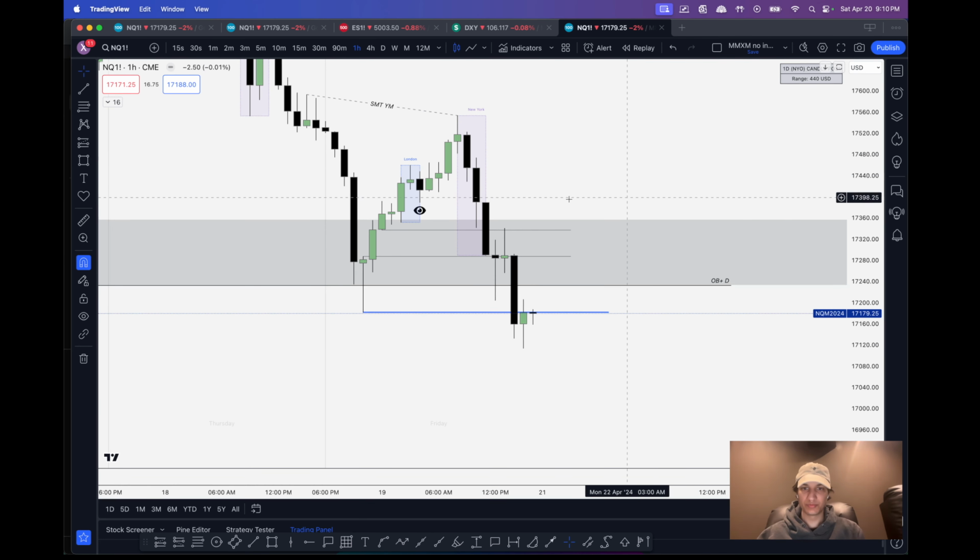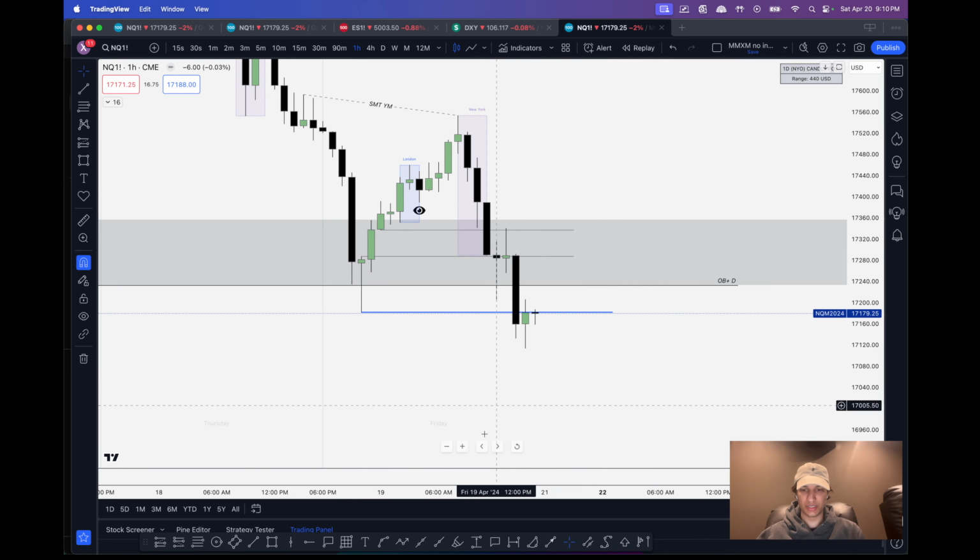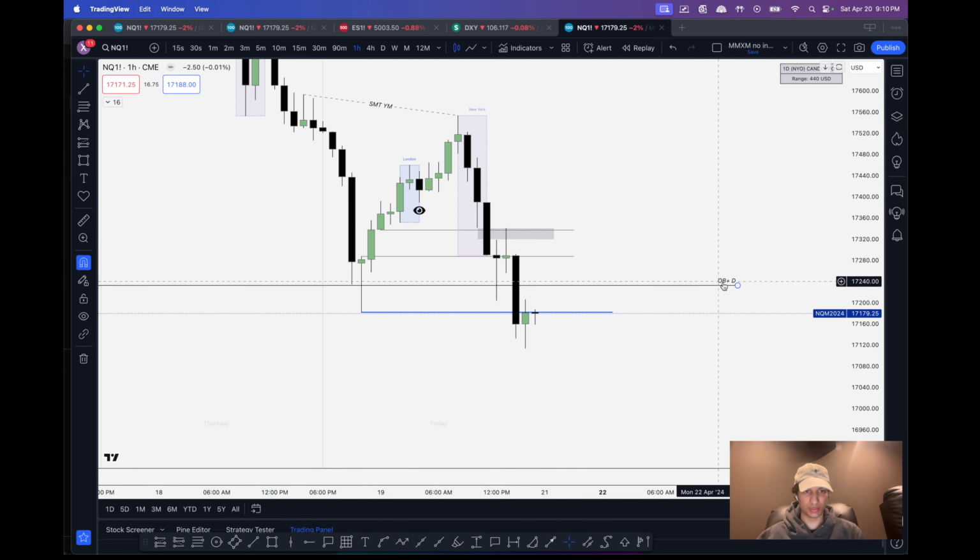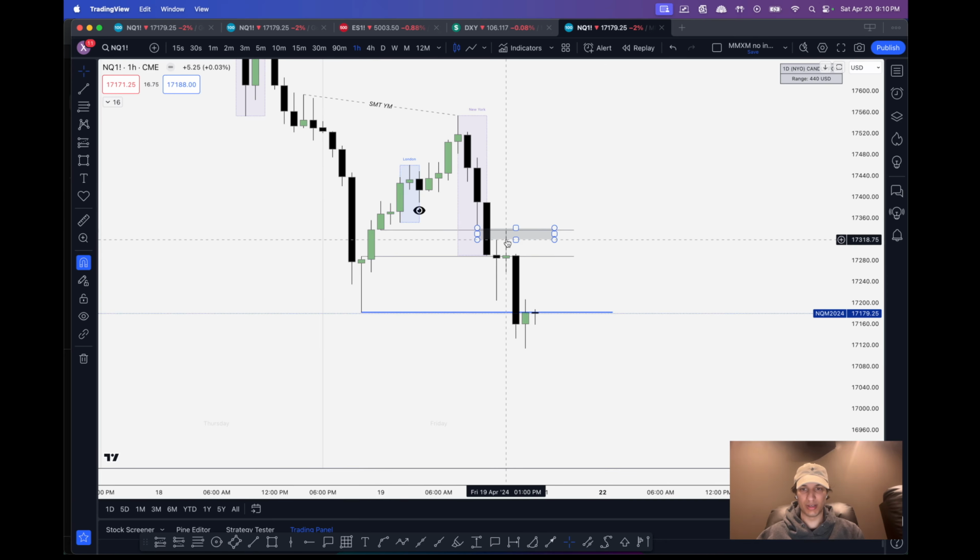Get rid of this. And moving into the PM session, you can see we have a very nice overlapping set of PD arrays. We have this hourly SIBI. I'm going to get rid of this daily fair value gap as well, just so we can clean up our charts a bit. This hourly SIBI overlaps this inversion fair value gap. So we know we have PD arrays that are going to support price lower.